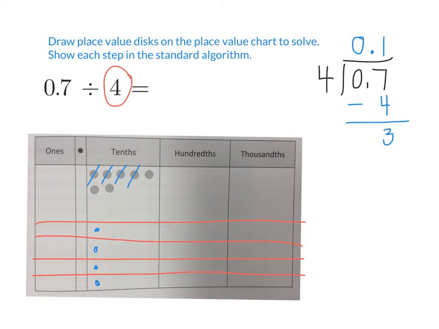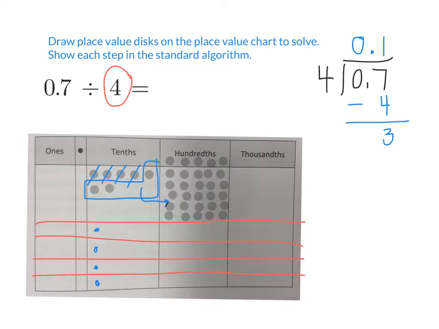Brother has nothing to bring down. Do you guys see that? So is it 0.1 remainder 3? No, because these 3 get regrouped to become what? Hundredths. But how many hundredths? 30. Okay, go ahead and draw them. 1, 2, 3, 4, 5, 6, 7, 8, 9, 10, 11, 12, 13, 14, 15, 16, 17, 18, 19, 20, 21, 22, 23, 24, 25, 26, 27, 28, 29, 30.